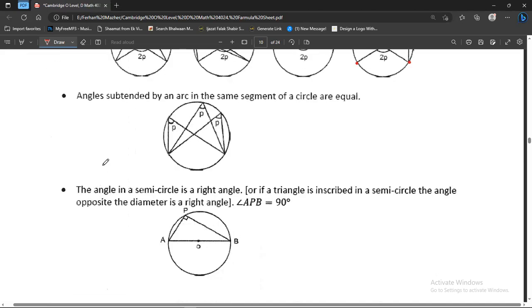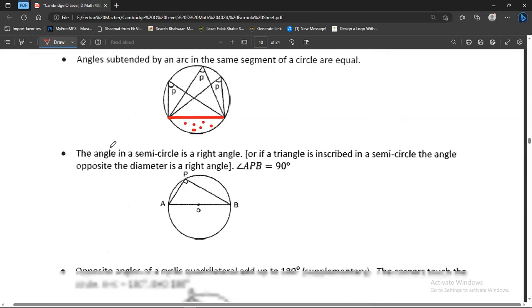The angles subtended by an arc in the same segment of a circle are equal. For example, if you are talking about this arc and I join these two points, then this is one segment and this is the other segment. If you take the points of that arc to the circumference in the same segment, all these angles will be equal to each other. This is called angles in the same segment.